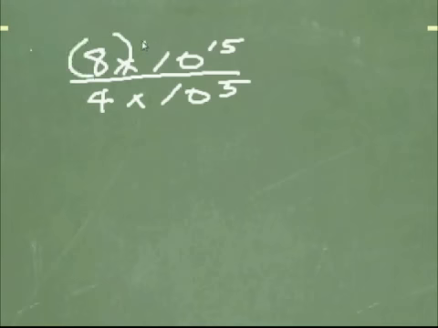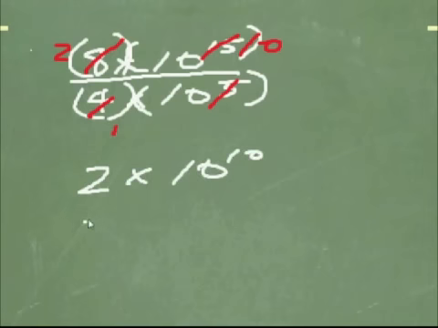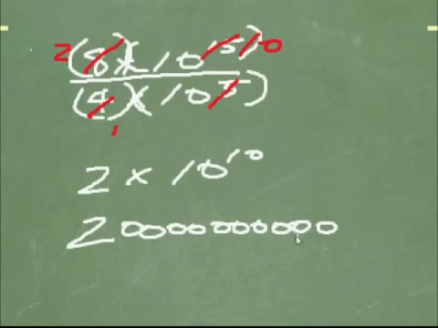Click pause now, see if you can work this one out on your own. Remember, multiplication you can just rewrite as parentheses. And when you divide, well, 4 goes into 8, goes in twice. When you divide exponents, you just subtract the exponents. So 15 minus 5 is going to get you 10. So I bring down the first number 2 times 10 to the 10th. There's my scientific notation, and now a 2 with 10 zeros.